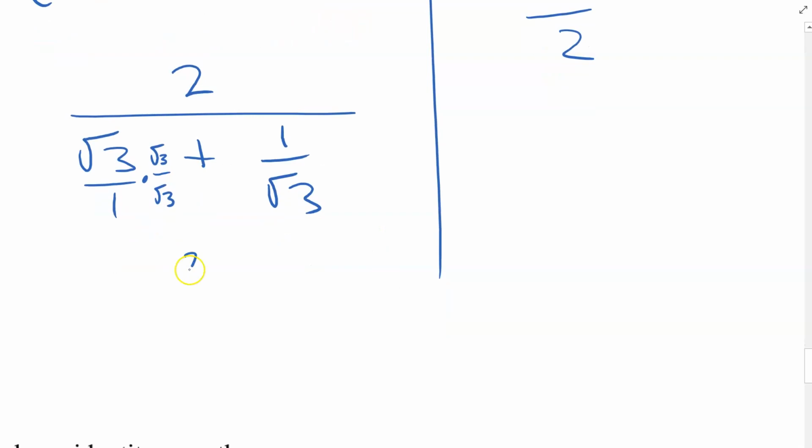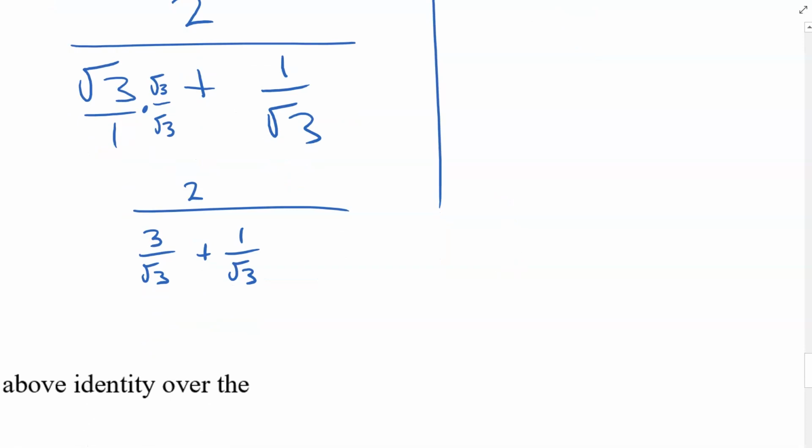I'm going to rewrite this. I'm going to get 2 all over, this is root 3 times root 3, so that's 3 over root 3, plus 1 over root 3. Now I have two fractions in that big denominator which have the same denominator. So now I'm going to get 2 all over 3 plus 1 is 4 over root 3. Now I'm going to use dividing as the same thing as multiplying by the reciprocal. So I'm going to say 2 times root 3 over 4.